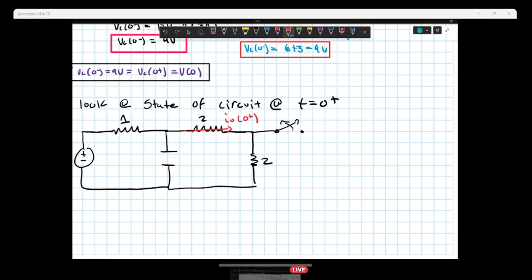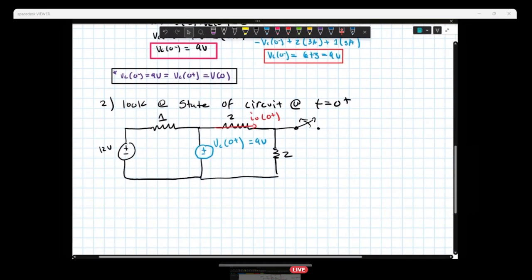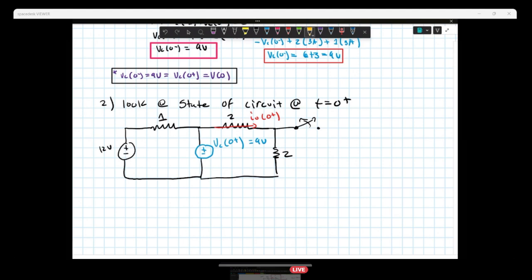The reason we solved for that voltage for the capacitor is that now we can place it here, plus minus, as VC of 0 plus, which we know to be 9 volts. So now we can use it in our circuit analysis when we need to solve for I0 plus. For this case, I'll just do KVL. So this will be loop 1, this will be loop 2, let me make this neater.